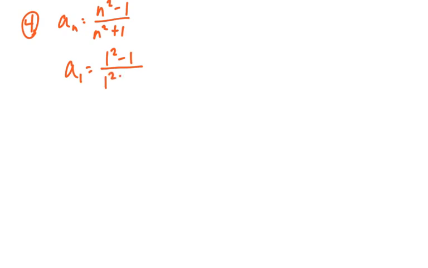So if we look at number 4 says A sub n equals n squared minus 1 over n squared plus 1. And that's the way they define the sequence, and the directions say list the first 5 terms. So notice here we have A sub 1. 1 takes the place of n. So we're going to put a 1 everywhere we see an n. We say 1 squared minus 1 over 1 squared plus 1. 1 squared minus 1 is 0. 1 squared plus 1 is 2. And 0 over anything is 0.